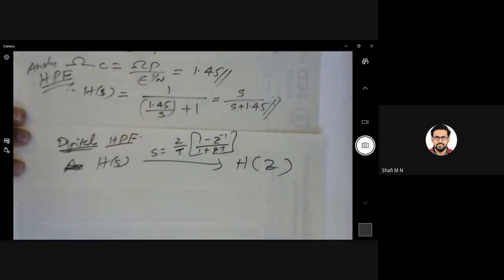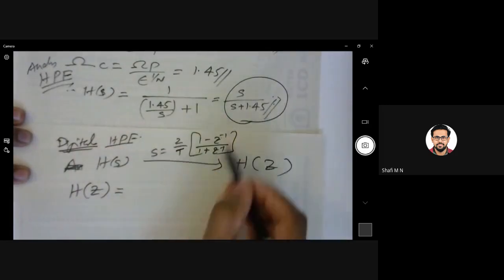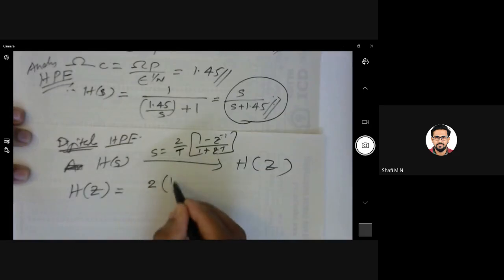The actual value is 1 by 5000. What should I substitute? You have to substitute t as 1 because that value was used at the time of pre-warping. Same value has to be used over here. Now let's do that. So what is your h of z? This is your h of s. Look at h of s and tell me h of z. You have to replace s with this particular term. So s can be replaced with 2 by t, that is 1, 2 into 1 minus z raised to minus 1 by 1 plus z raised to minus 1. This is the substitution for s.